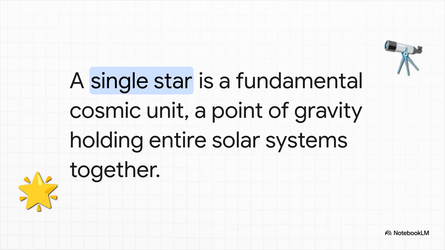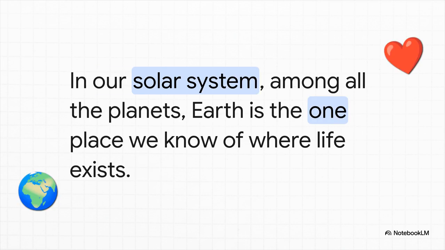And we can scale this idea way, way up, all the way to the cosmos. Each star you see in the night sky, including our own sun, is a single fundamental unit. It's an individual engine, a singular point of gravity that can hold an entire system of planets together, all while being just one of billions of other ones in a galaxy. And that, of course, brings us right back home. In our whole solar system, out of all the planets we know of, Earth stands alone. It is the one place we are absolutely certain life exists. That uniqueness, that status as the one, gives our planet a value that's almost impossible to measure.